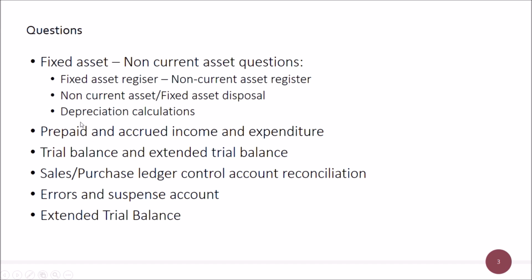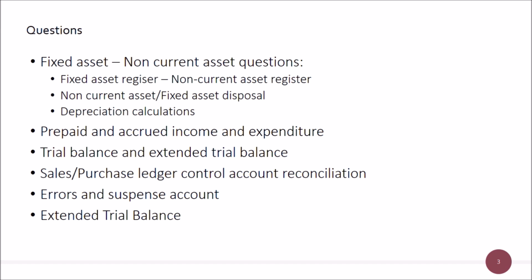Something I should refer to as deferred income within the sector, but we seem to be using prepaid income in the Osborne books, and accrued income and prepayments and expenditure of expenses. We've got a trial balance and extended trial balance questions. We've got a sales purchase ledger control reconciliation. I think it's a sales ledger one in this one in here. Osborne seem to like to do sales and purchase ledger reconciliations.